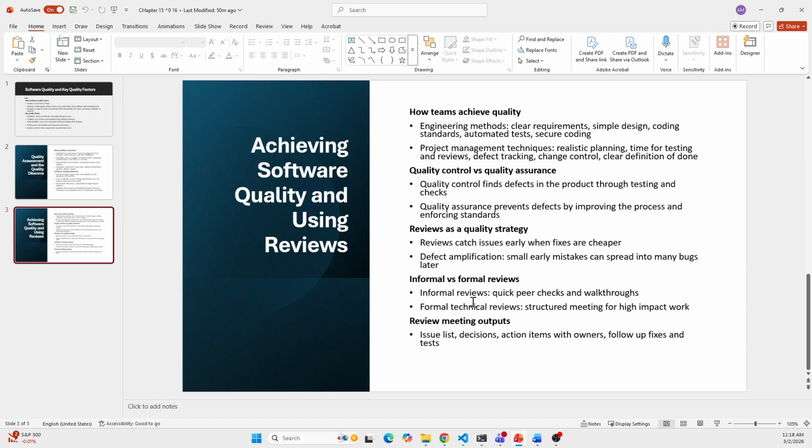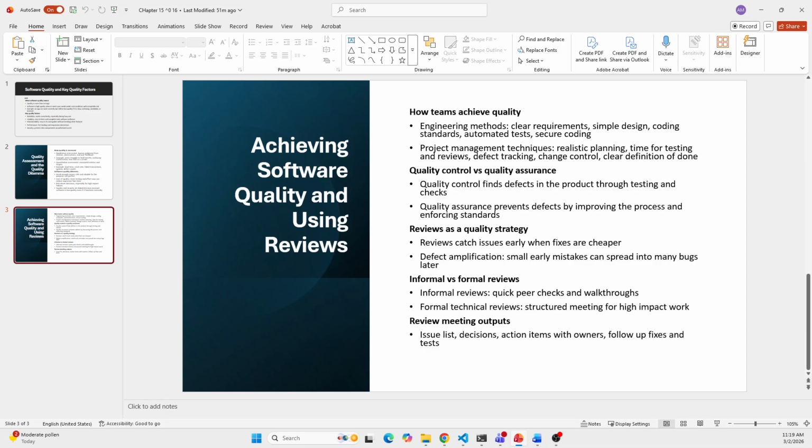And then we have informal versus formal reviews. Informal reviews are quick checks like a peer reading your code or a short design walkthrough. They are flexible and fast. And formal technical reviews are structured review meetings with roles, preparation, and documented outcomes. They are used for high-impact work like core components, requirements, or architecture.